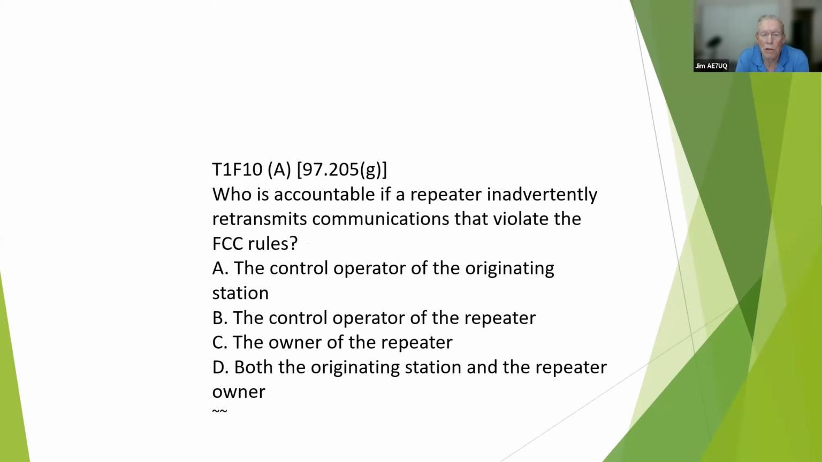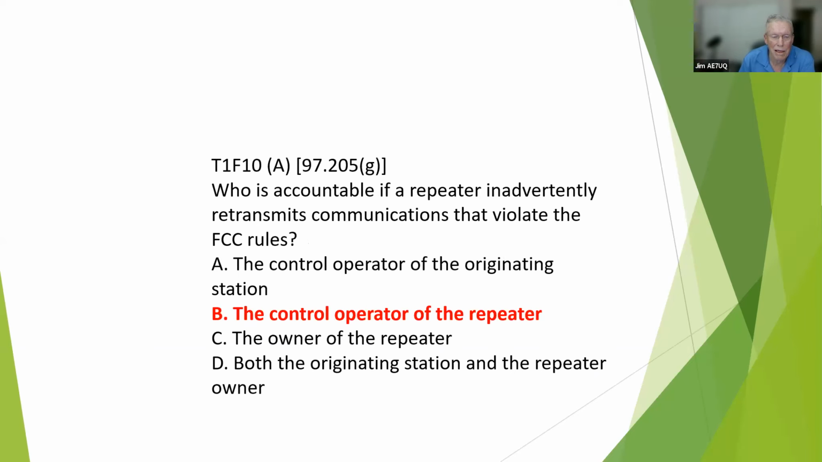Who is accountable if a repeater inadvertently retransmits communications that violate the FCC rules? Control operator of the repeater. In other words, a lot of repeaters are owned by clubs or other groups, and not the control operator. So if you're operating a repeater, then you're responsible for making sure it's on track and not violating the rules. And particularly, there will be one ham or group that is the trustee for the repeater, and that's their responsibility.